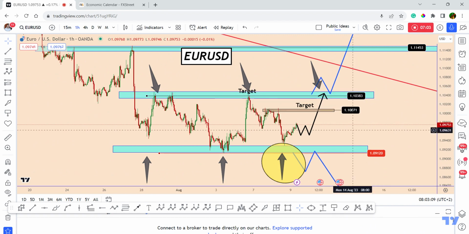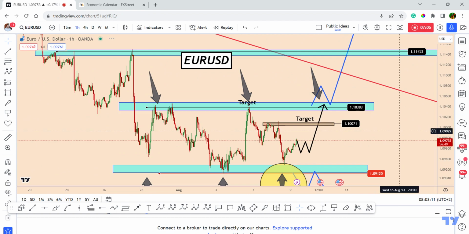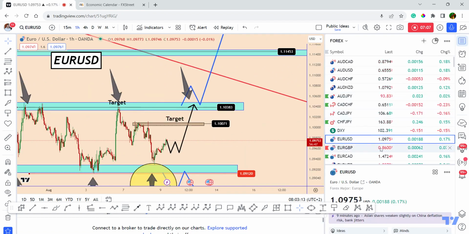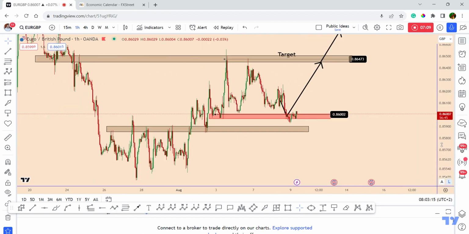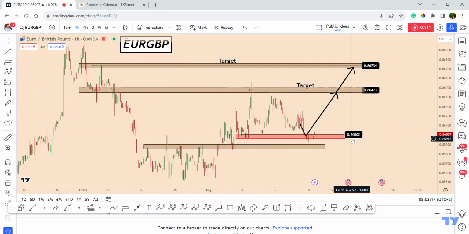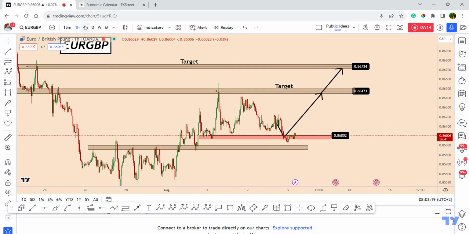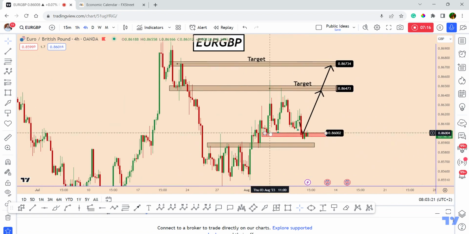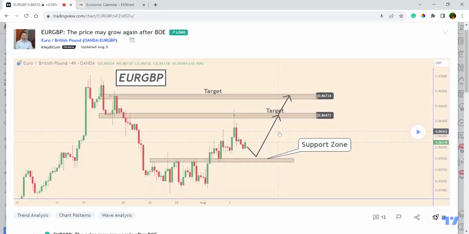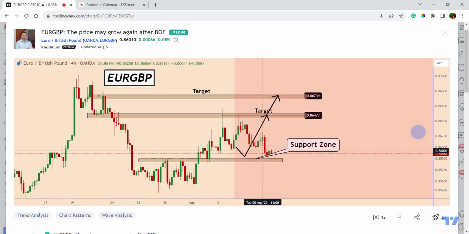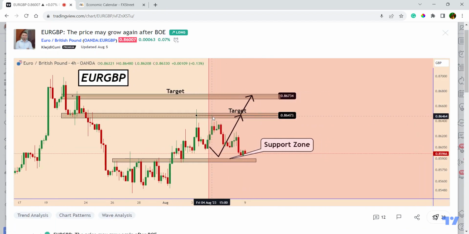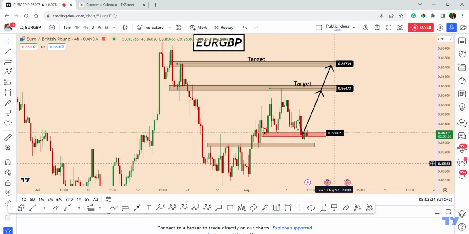Just a moment. And also for Euro GBP, I wanted to make an update. This is the analysis that I shared yesterday on the 4-hour chart. During the previous time that I shared this, the price already reached the first target, as you can see. So it came down and increased again. This is where it reached the first target.